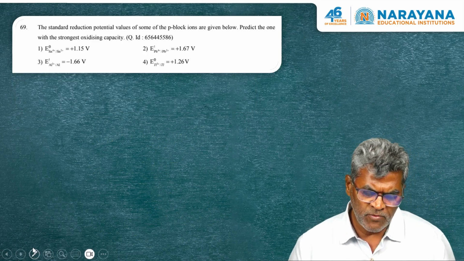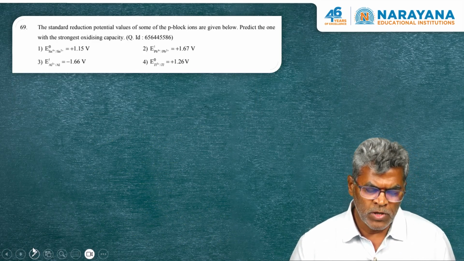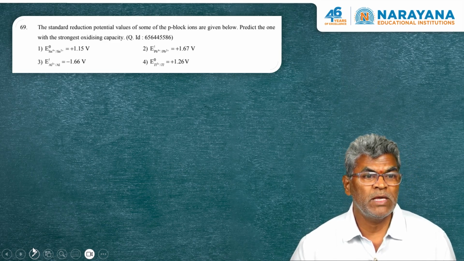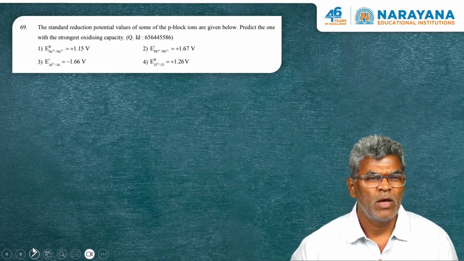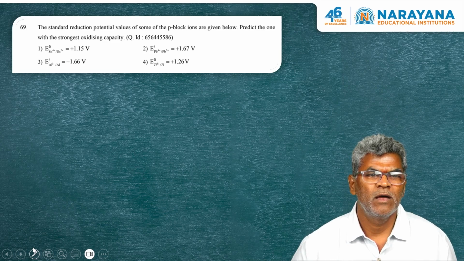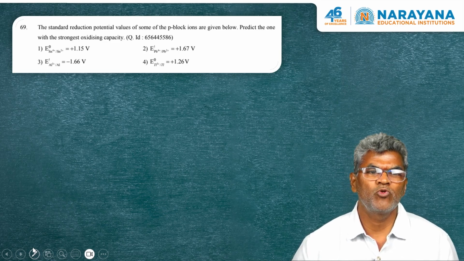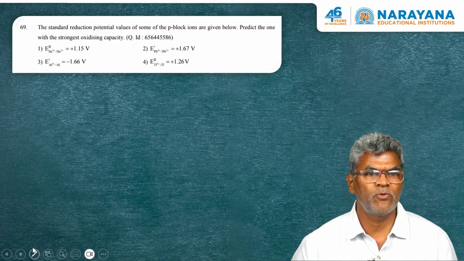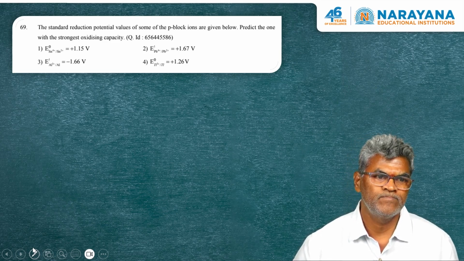This is SRP values, more the SRP values, stronger will be the oxidizing agent. Among the given, if you check, Pb plus 4 to Pb plus 2 has maximum SRP value. So, that will be the strongest oxidizing agent.